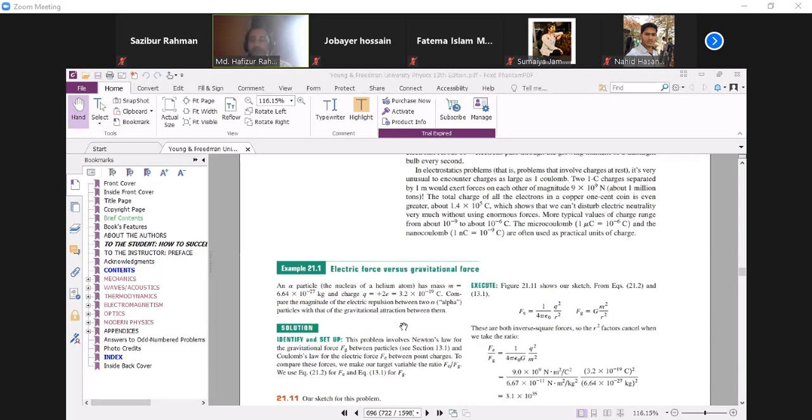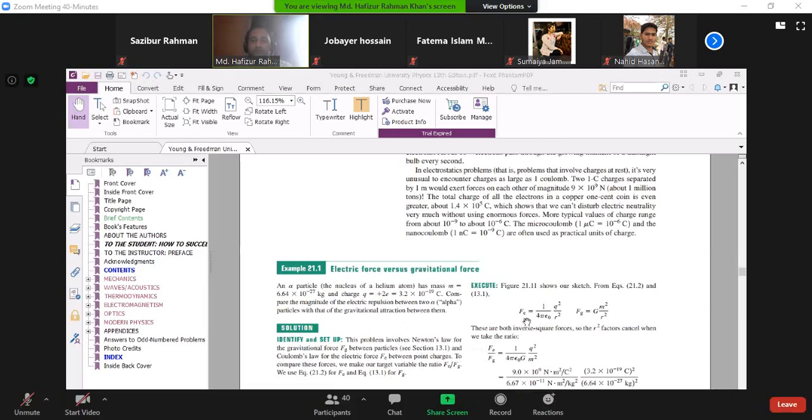So that you have to find, and also you have to find the gravitational attraction between two alpha particles. Then you have to compare. Compare means you have to find the ratio of the electrical force and the gravitational attraction. Now the calculation is very easy. We have already learned Coulomb's law.